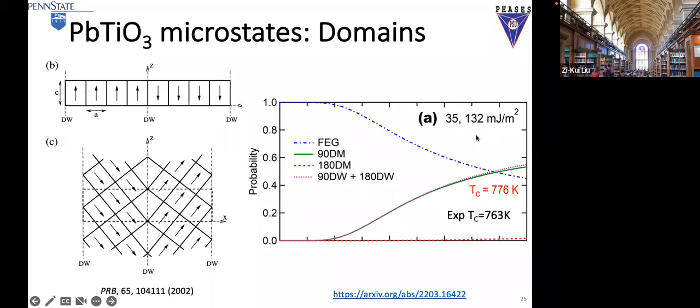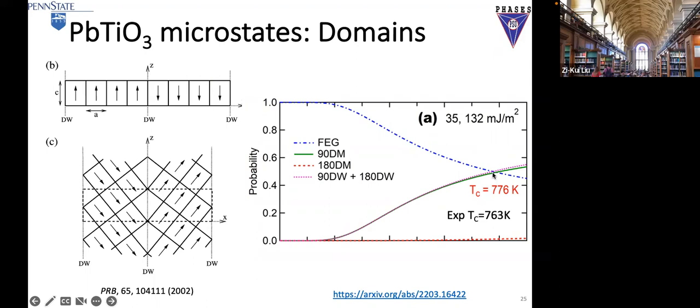So we have the ferroelectric ground state, 90 degree domain wall, and 180 degree domain wall. The 180 degree energy is much higher than the 90 degree domain wall. So the probability of the 180 degree domain wall is almost zero. So most of them are 90 degree domain walls. And at around 776 Kelvin, it becomes 50%. That means the ground state is only 50% now, even though it's the lowest energy. Of course, you know, the experiment is 763, so it's 13 degrees off. Right. So it's not exact.